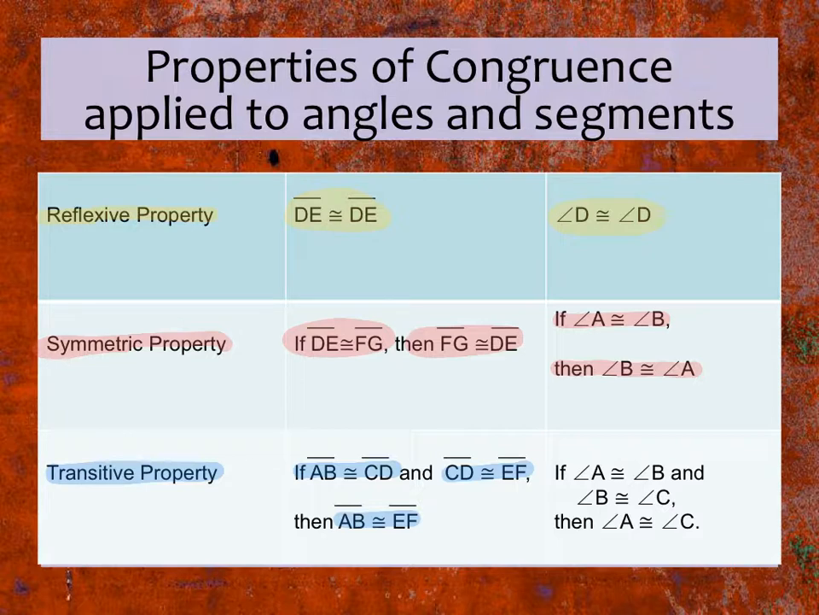And for the angles, if angle A equals angle B and angle B is congruent to angle C, then angle A is congruent to angle C. So the difference between these and values is now we're talking about the objects themselves and we're using the congruence mark instead of the equals.